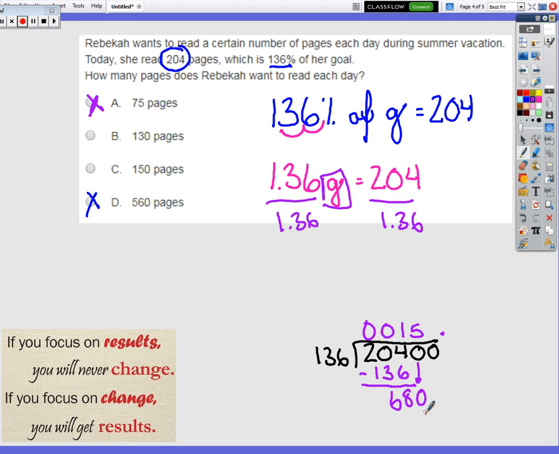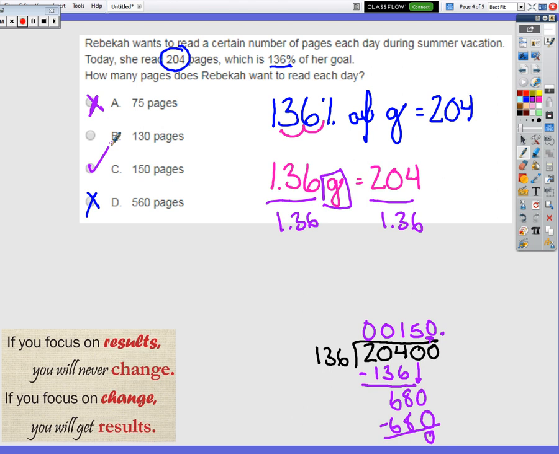5 times 6 is 30. We put a 0 here. 5 times 3 is 15, plus 3 gives me 18. 5 times 1 is 5, plus 1 is 6. Hey, look at that. We have no remainder. I need to still put a number here to hold that place value. We'll put a 0.